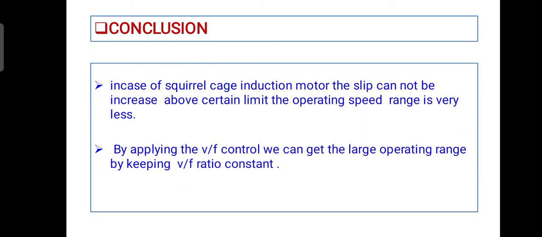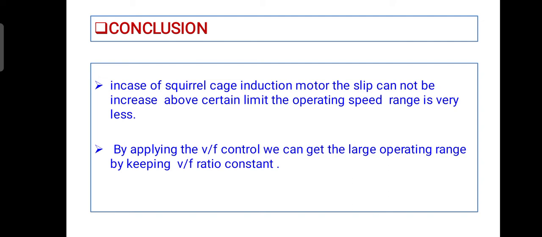I conclude the speed control of induction motor. In the case of a squirrel cage induction motor, the slip can be increased only up to a certain limit, so the operating speed range is very small. The induction motor is a constant speed motor. That means over the entire loading range the change in speed of the induction motor is very small.